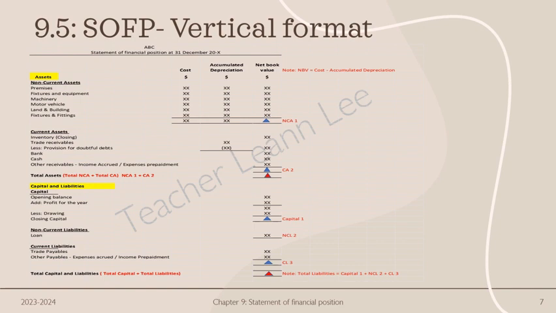The depreciation rate will be provided in your exam paper. There are three types of depreciation methods to calculate, depending on the question requirement. The first one is the straight line method, the second is the reducing balance method, and the third is the revaluation method. I will explain this further in chapter 12.